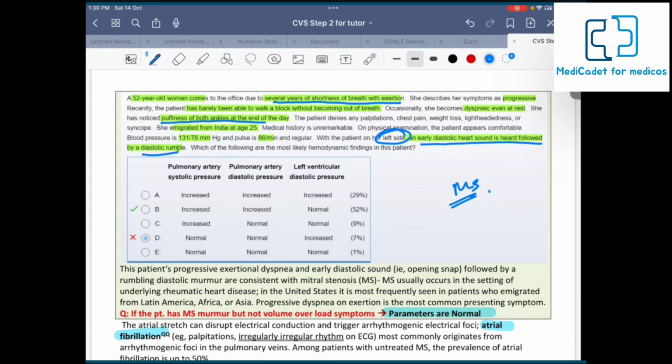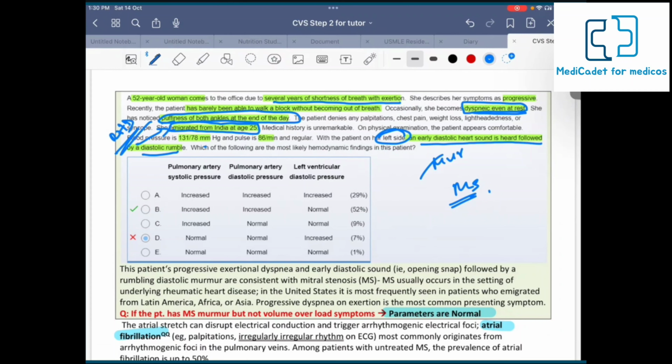Then puffiness of both ankles at the end of the day, so it is some kind of stenotic disease. And there could be dyspnea even at rest. Dyspnea even at rest is also not a very specific clue. And they have immigrated from India at age 20. This is a very specific clue. So we have the murmur clue, which is also specific, and there is a history of RHD, which is also specific. So it is mostly MS.